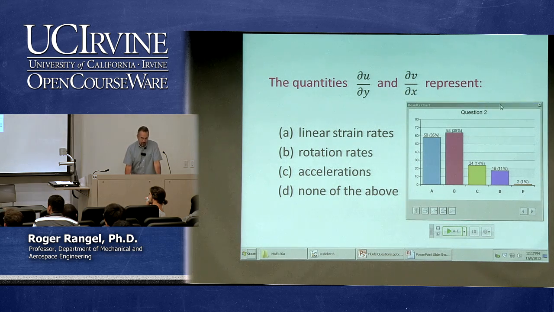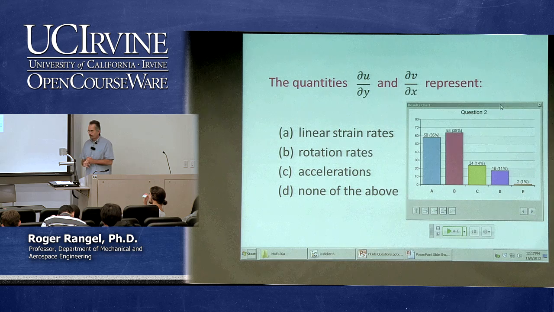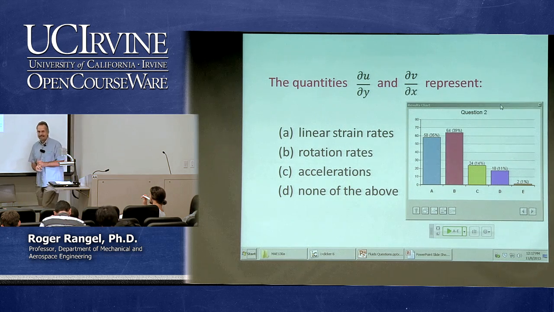Okay, so linear strain rates, rotation rates, accelerations, or none of the above? The correct answer is B. They represent rotations.